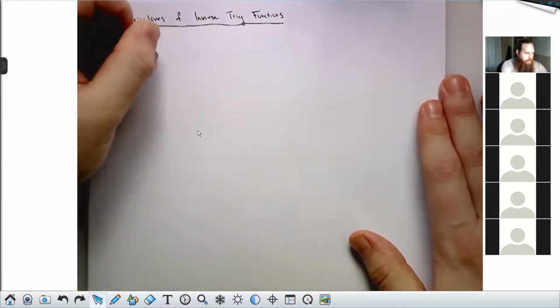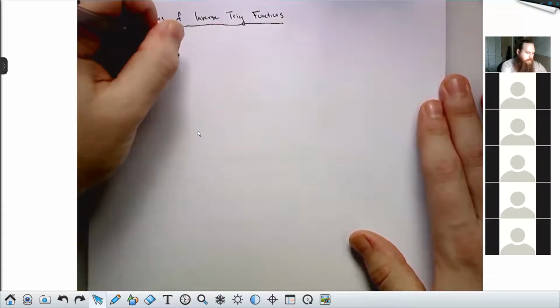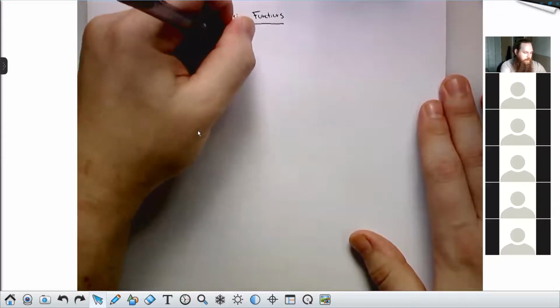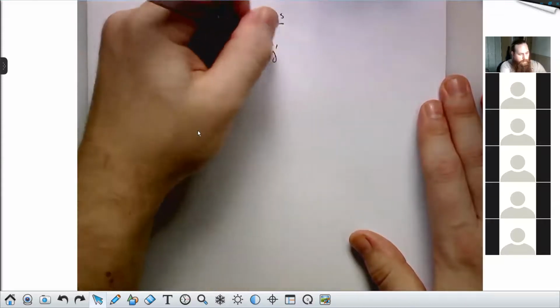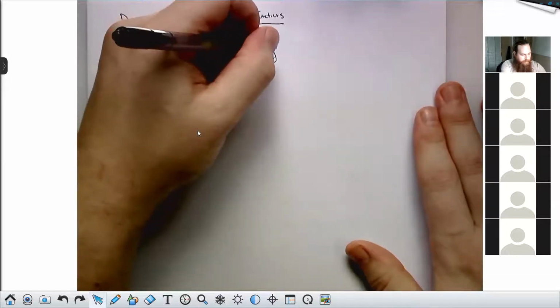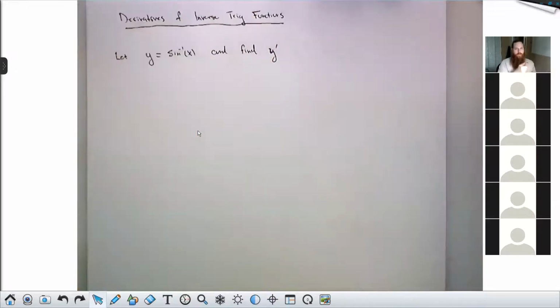Let y equal the inverse sine of x and find y prime. I'm going to use the prime notation because I like that more. But you could write it as dy dx if you wanted. Same thing.